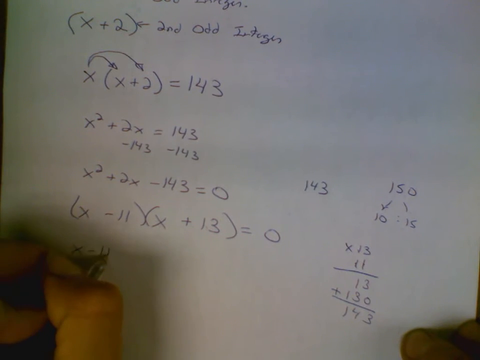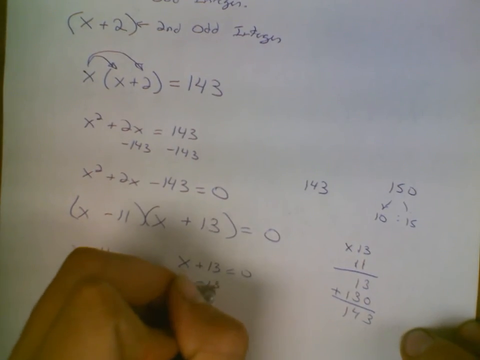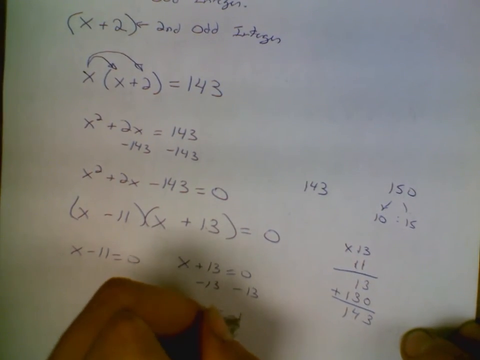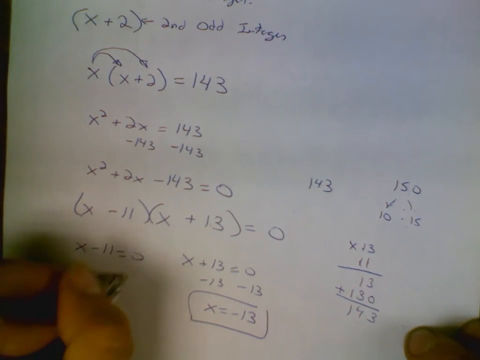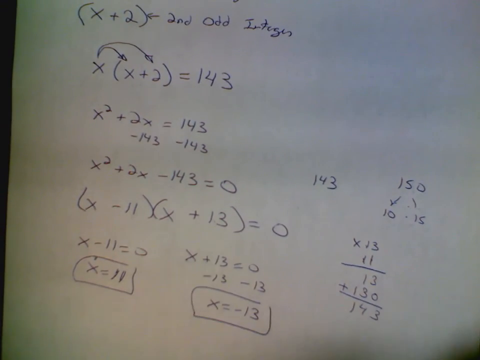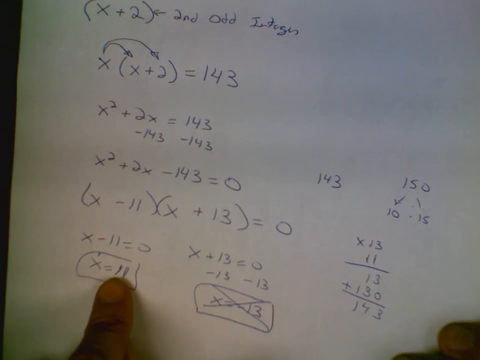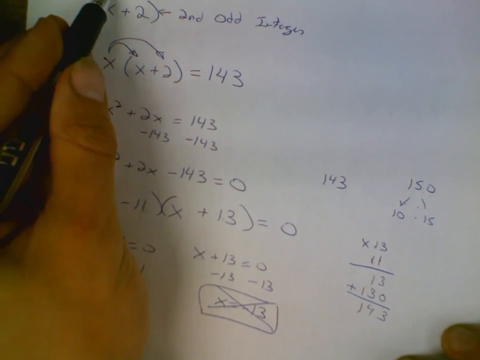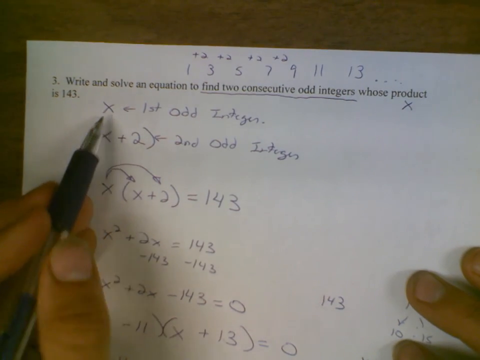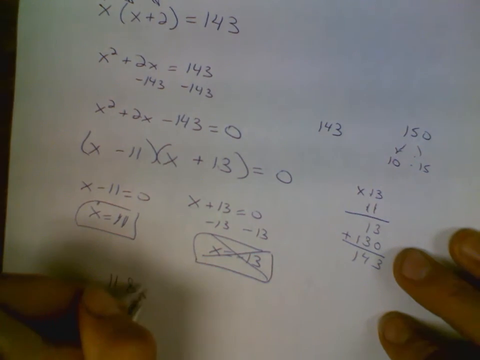And then I set both factors equal to 0, and I solve them. So I'm going to get x equals negative 13 as one answer, and x equals 11 as the other answer. Now, obviously, if we're looking for two consecutive odd integers, negative 13 is not the one we're looking for. We're looking for 11 here. We don't want the negative, so we get x equals 11. That's the first odd integer. And then the second one is just two more than that. So the two numbers we're looking for here are 11 and 13.